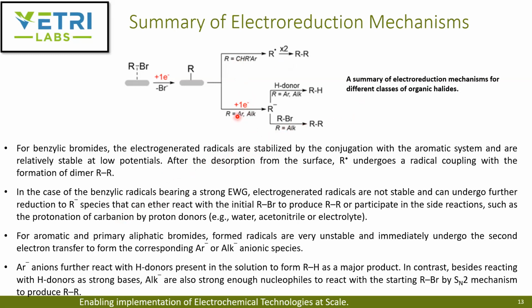For the aliphatic or aromatic bromides, the formed radicals are very unstable and they immediately undergo one more electron transfer to form the corresponding aryl or alkyl anionic species. Based upon this, the aryl species can further react with the hydrogen donor present in the solution to form RH as a major product. In contrast, besides reacting with hydrogen donors, these alkyl anions are strong bases, so they can react with the starting aliphatic bromide by the SN2 mechanism to form the dimer.